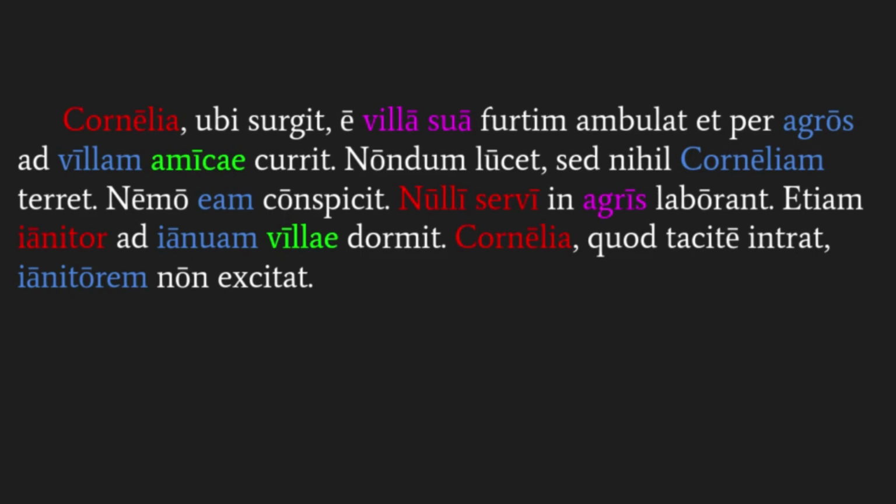Then we continue. You have Cornelia, quod tacite intrat, ianitorem non excitat. So Cornelia is your subject. Cornelia, and then we have a side thought here, a clause, because she enters tacite, silently or quietly, right? Because she enters quietly, she doesn't wake up, non excitat, right? Cornelia is still the subject. She doesn't wake up the doorkeeper, ianitorem. It's just an accusative direct object. So she has to sneak into the house, she enters quietly, and she doesn't wake anyone up.